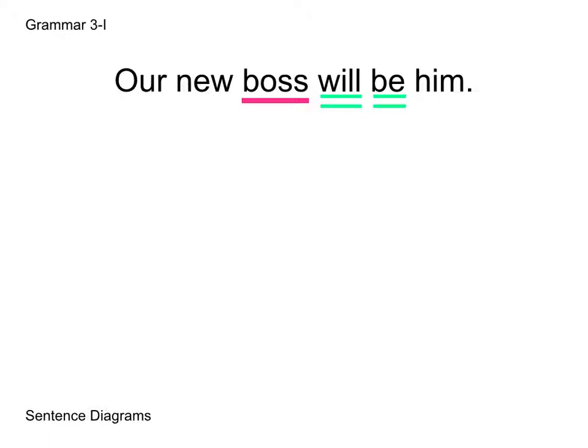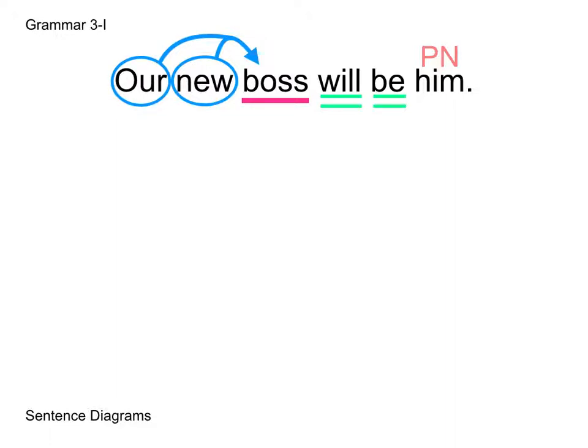Him obviously is a pronoun. And this function of speech, it is a predicate nominative. It is renaming who is the boss. It's him. He is the boss. So then we have the words our and new. These are modifying boss. So it's a new boss and it's our new boss.